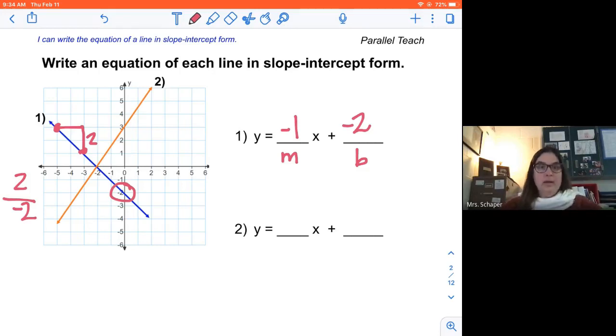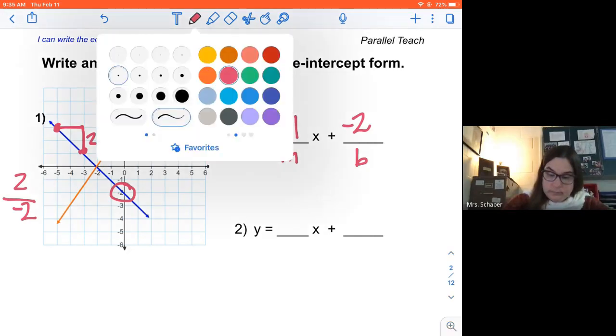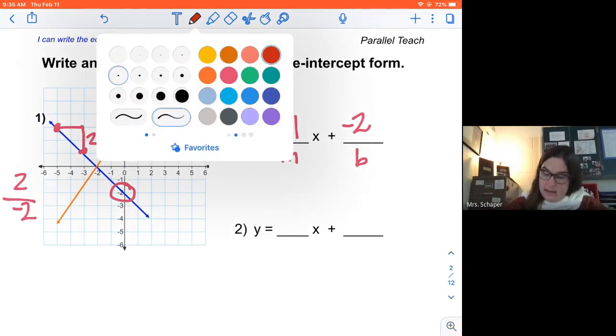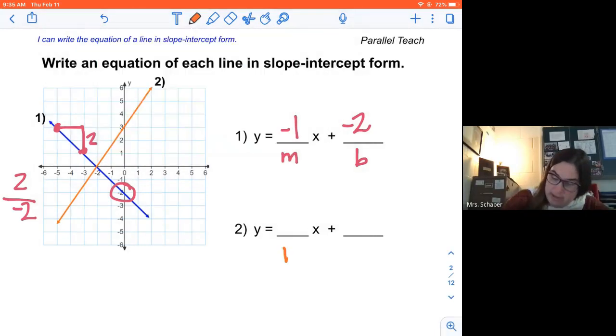Okay. Let's look at the orange line. Here we go. So I need to find my rate of change. That's what I multiply by x. And then my b, that's where it crosses the y-axis. So y equals mx plus b. So I see that it crosses the y-axis at 3.